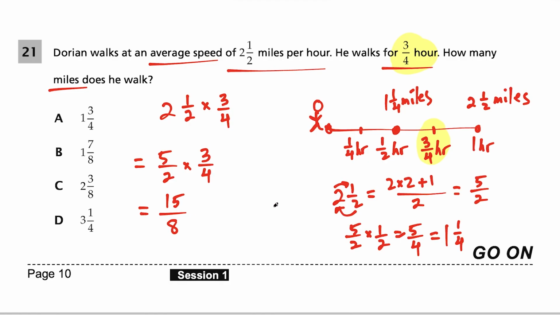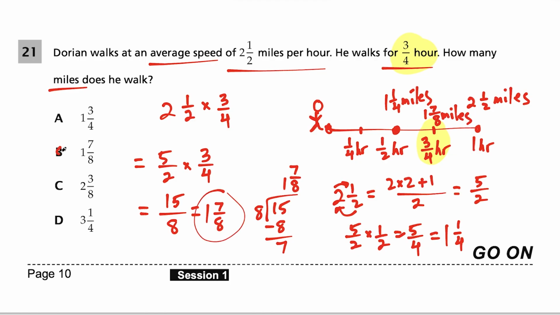And now I just do the long division. 15 divided by 8. 8 goes into 15 once. 1 times 8 is 8. Remainder 7. And we originally divided by 8. So this is 1 7/8. So this would be the 1 7/8 mark over here. So 1 7/8 miles is the distance that Dorian covers in 3/4 of an hour. So choice B is our answer.